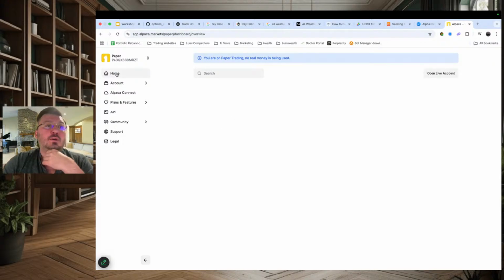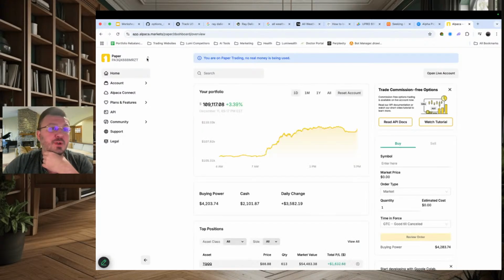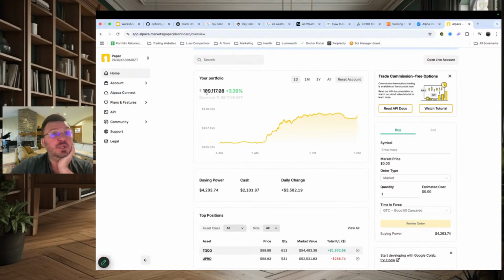Okay. So you'll see that there's also a drop down here. There's no other accounts in this one. This is only a paper trading account. There's no live money account in this one, this account that I've created yet. Okay. So here's my paper trading account. They started me off with $100,000. I've already made a bunch of money, which is nice.